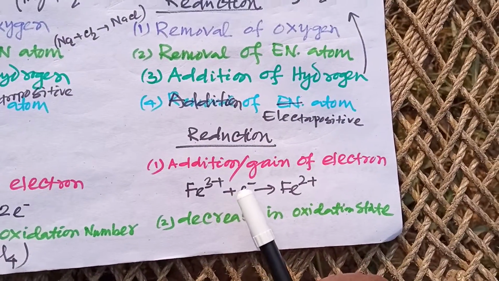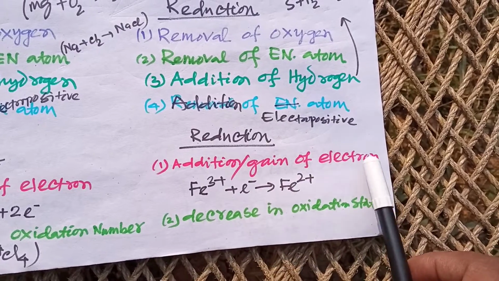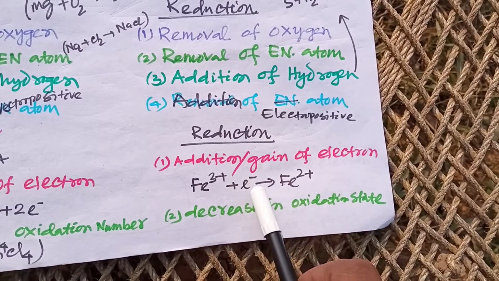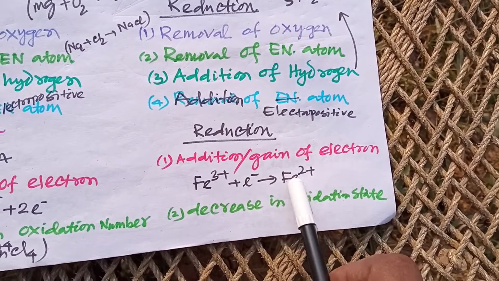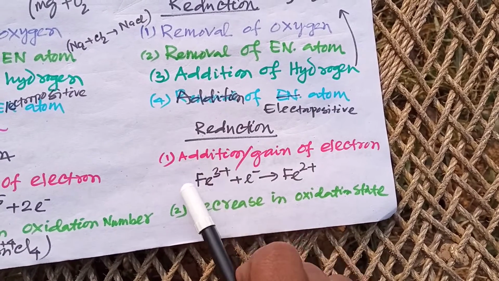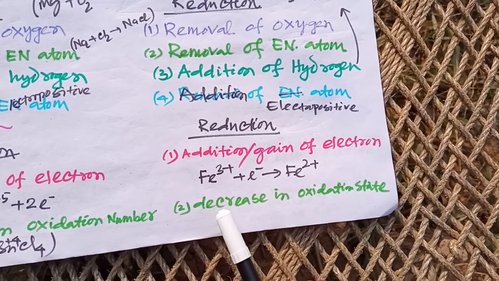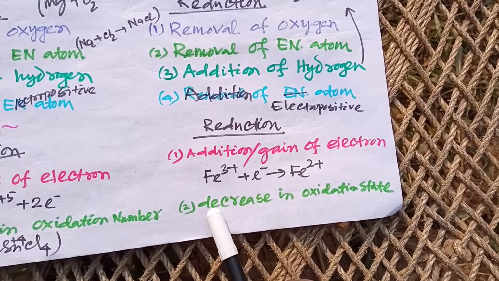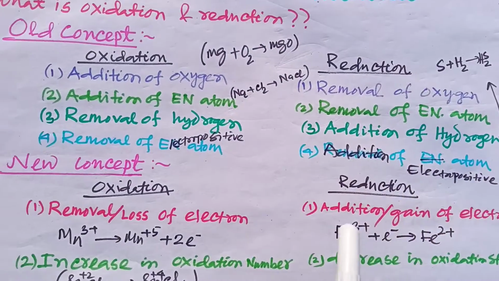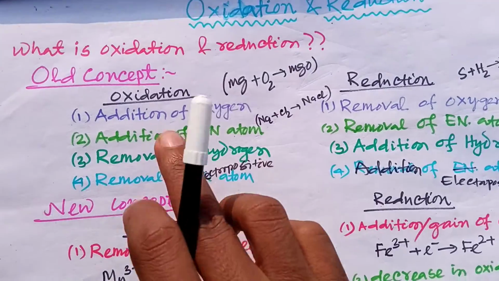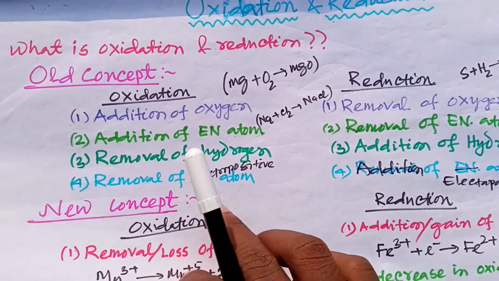Reduction means addition or gain of electron. So here Fe3+ is gaining 1 electron to convert to Fe2+. So here Fe3+ is undergoing reduction. Similarly, we can say that reduction is nothing but a decrease in oxidation state. So this is a brief overview of oxidation and reduction.